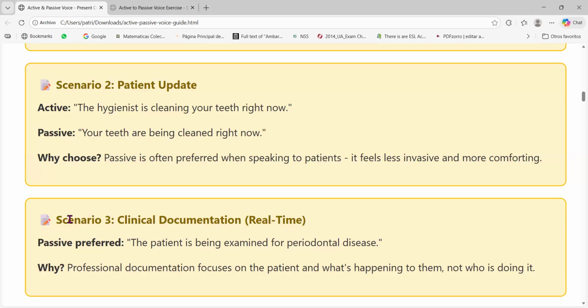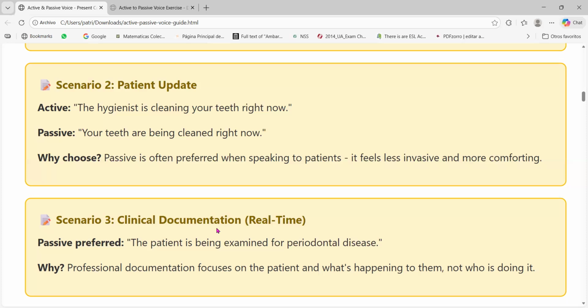Scenario 3, clinical documentation in real time. Passive preferred: The patient is being examined for periodontal disease. Why? Professional documentation focuses on the patient and what's happening to them, not who is doing it. Thank you, Maybe Joanna.